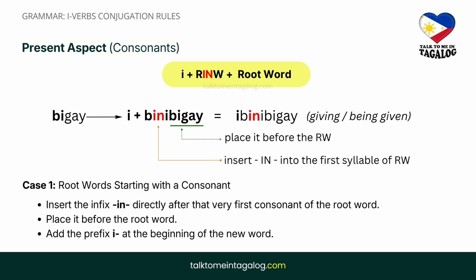Now let's learn how to form the present aspect of Tagalog I-verbs. Case 1. Root words that begin with a consonant. Again, let's use bigay as an example. Insert n after the consonant b to form bini. Then place it before the root word to form binibigay. Finally, add the prefix e. The result is ibinibigay. Ibinibigay, which means giving something to someone or being given to someone.